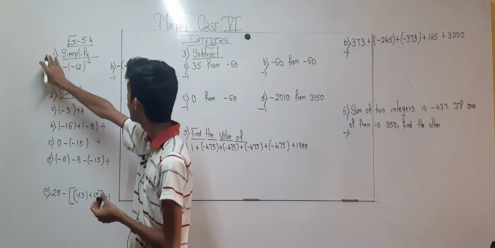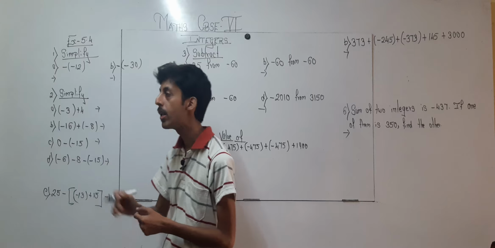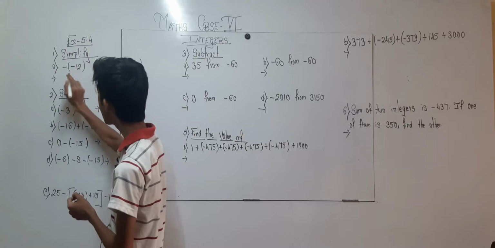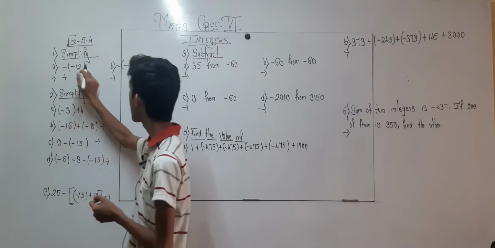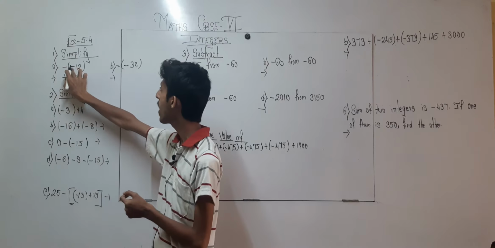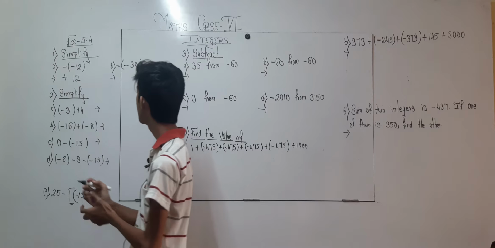Now, first question, simplify the following. The question is minus of minus 12. So minus signs are coming in between. Minus into minus will give me plus and the number itself, that is 12. So minus of minus 12 will give me plus 12.